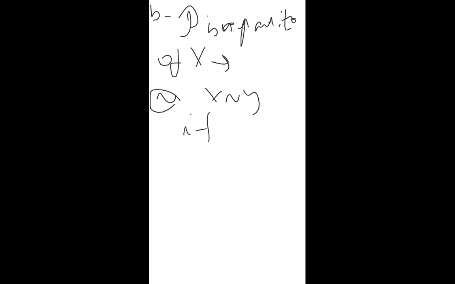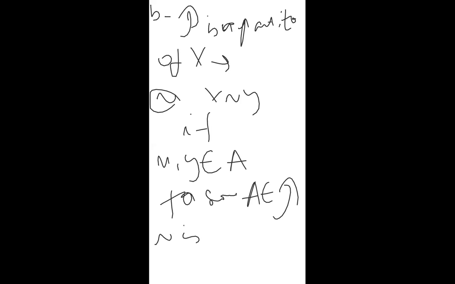And the second part says that if P is a partition of X, then the relation defined by x and y being elements of A for some A in the partition is an equivalence relation on X. Do you want the proof of this, or do you want me to just send it later? I'm just gonna send it later because we don't have much time, and I'm gonna do order relations.